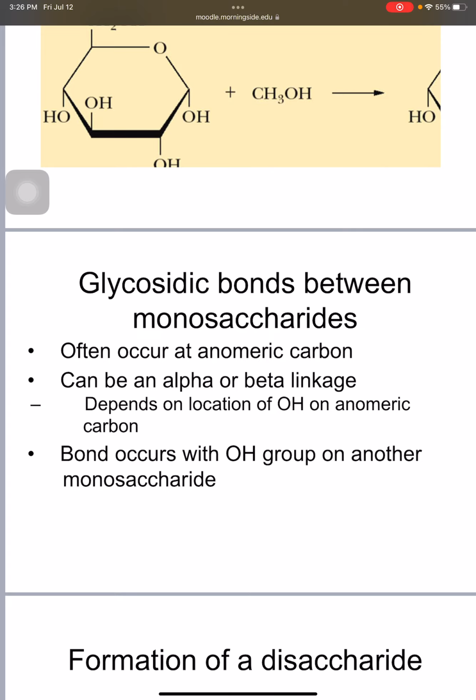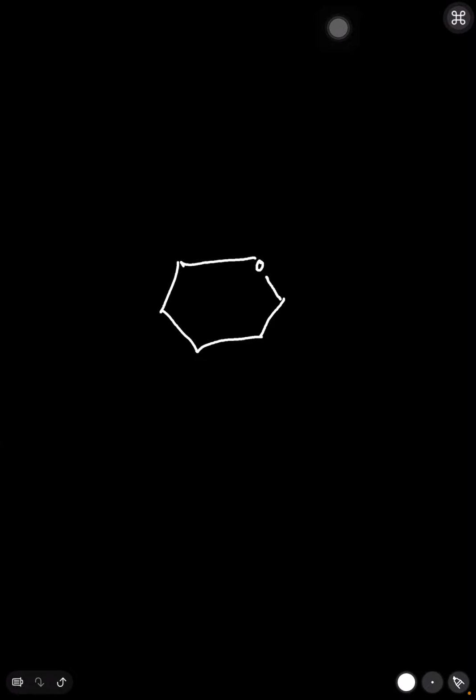The first thing to remember is that, we said that anomeric carbon, I'm going to be lazy here and just draw the important part for this point. We said that this OH group that's on the anomeric carbon, it could be pointed up or it could be pointed down. Depending on whether it's pointed up or down, that means we're going to make either an alpha linkage or we're going to make a beta linkage.